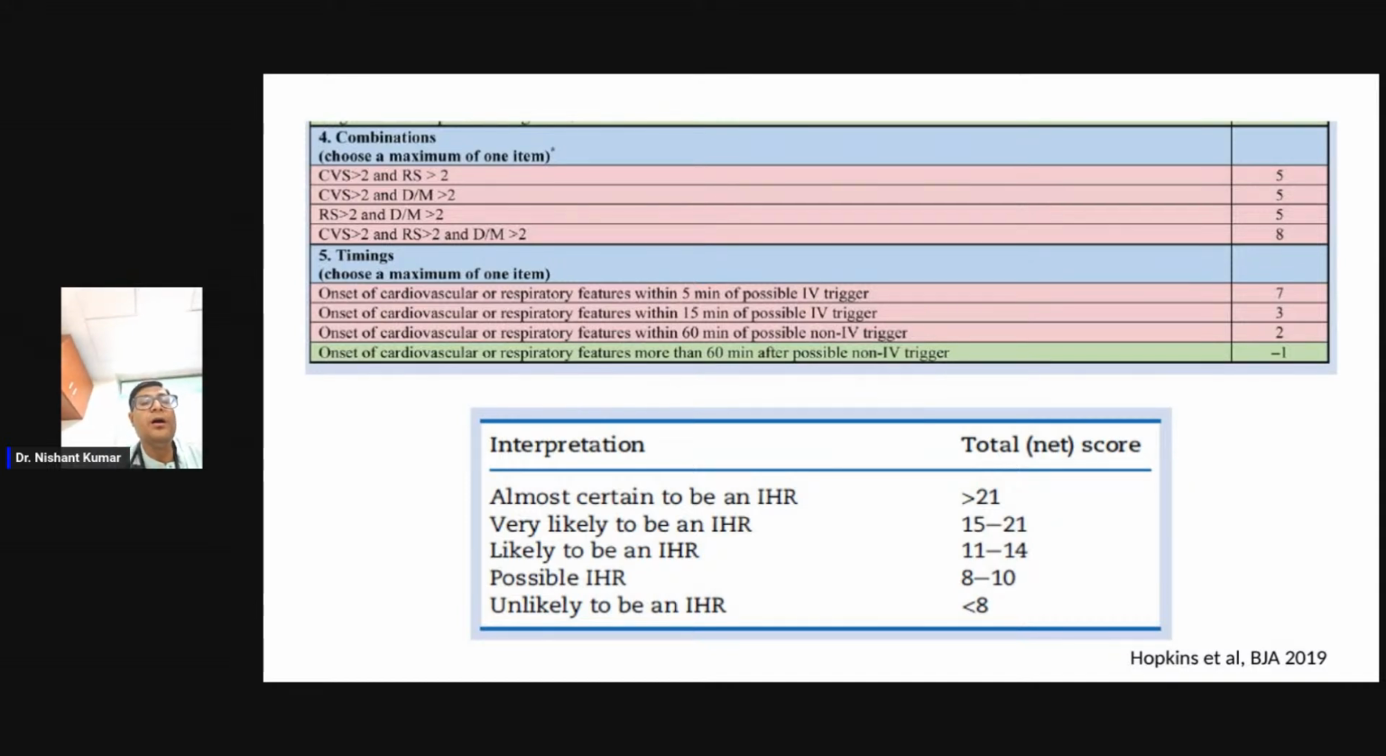And so intraoperative reaction is certain if the total score is more than 21, very likely if it is 15 to 21, likely to be a reaction if it is 11 to 14, and possible 8 to 10. And if it is less than 8, then it is unlikely to be an intraoperative hypersensitivity reaction. Next, please.